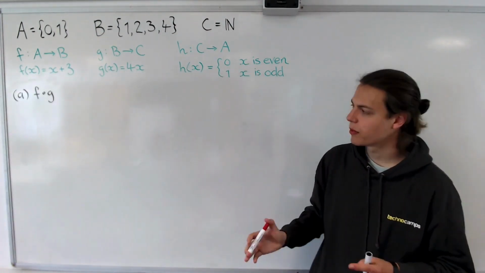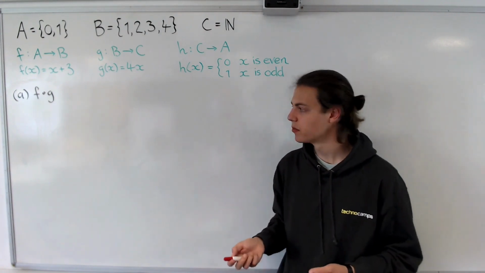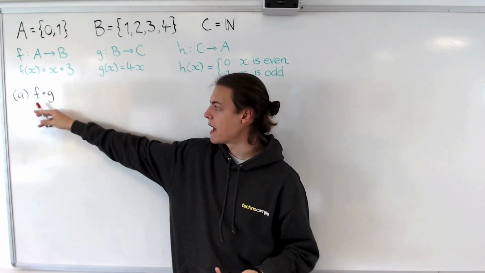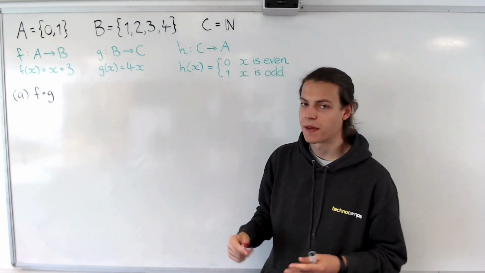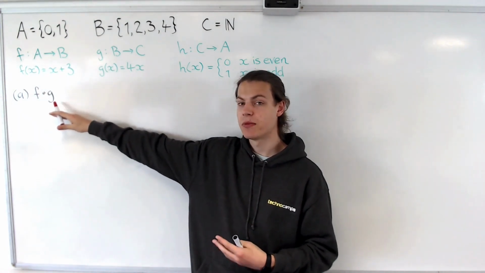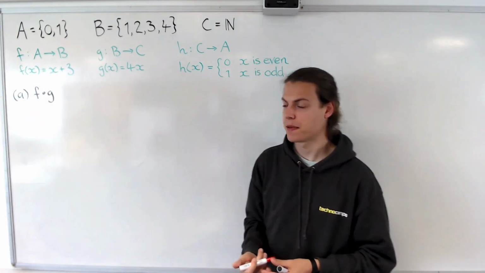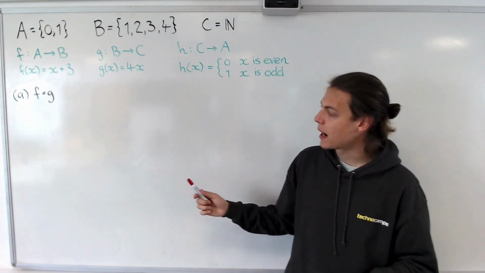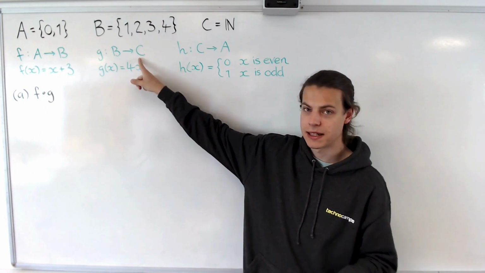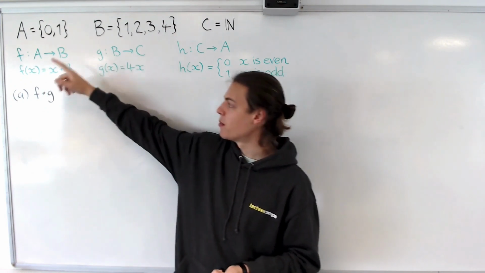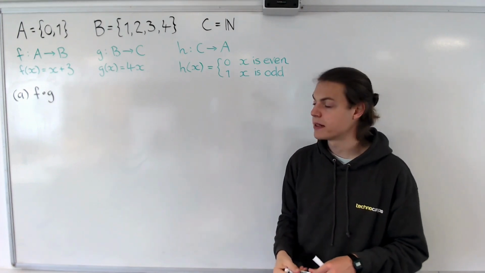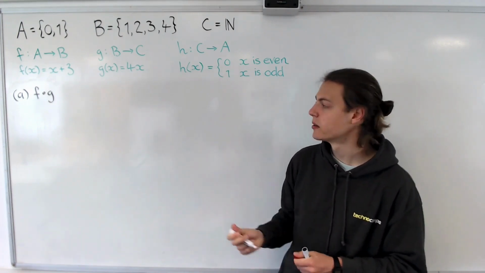Now, if we're trying to do this composition, then we are first applying G followed by F. So in order for that to work, we need the codomain of G to match the domain of F. And if we look at the functions, you see that the codomain of G is C, and the domain of F is A. So they don't match, and so this is not a defined function.